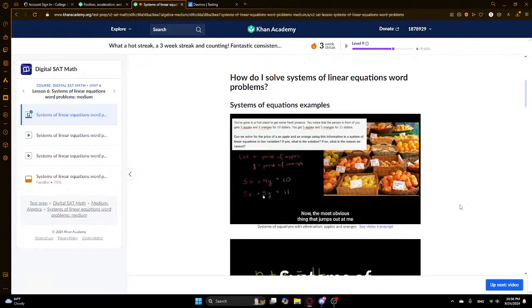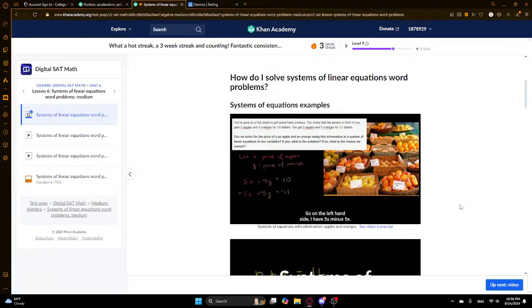Now, the most obvious thing that jumps out at me is that I have a 5X here and a 5X right over here. So if I could subtract this 5X from that 5X, then I would cancel out all of the X terms. So I'm going to multiply this bottom equation by -1. So it becomes negative 5X plus negative 5Y is equal to negative 11. And then I'm going to add both of these equations. I can do that because I'm doing the same thing to both sides. I already know that this thing is equal to this thing, so I'm just adding those things to either side.